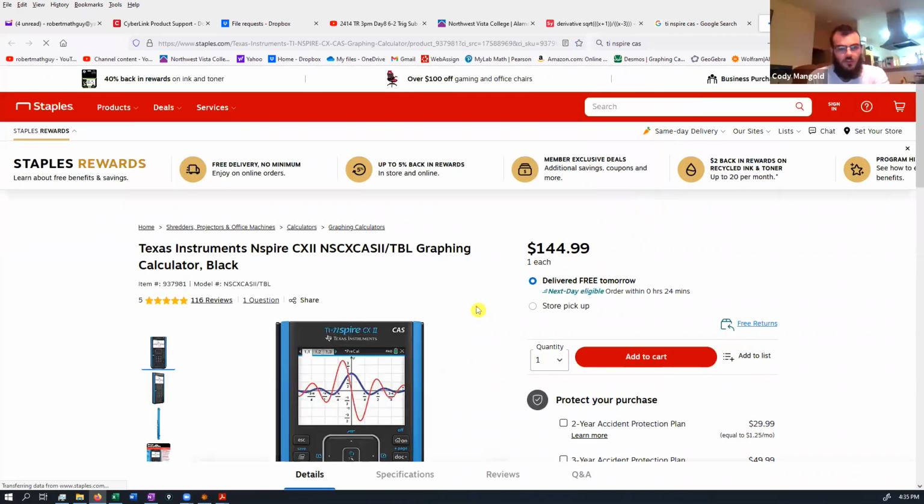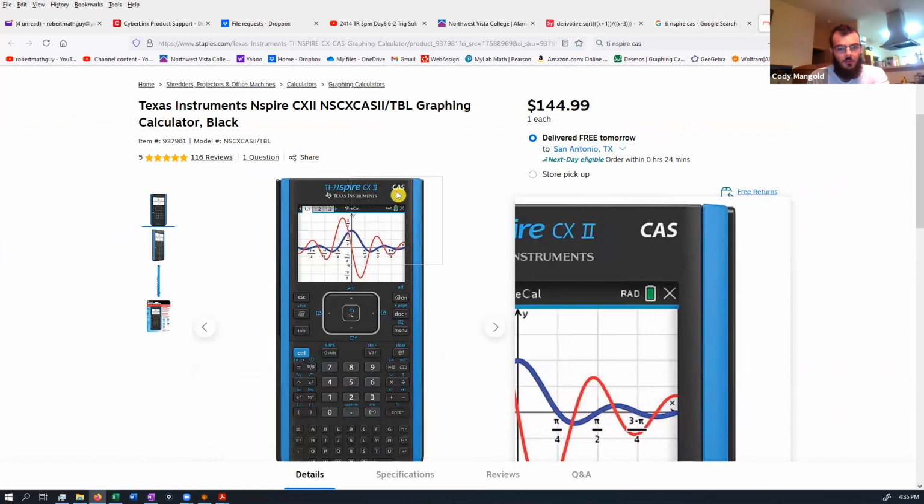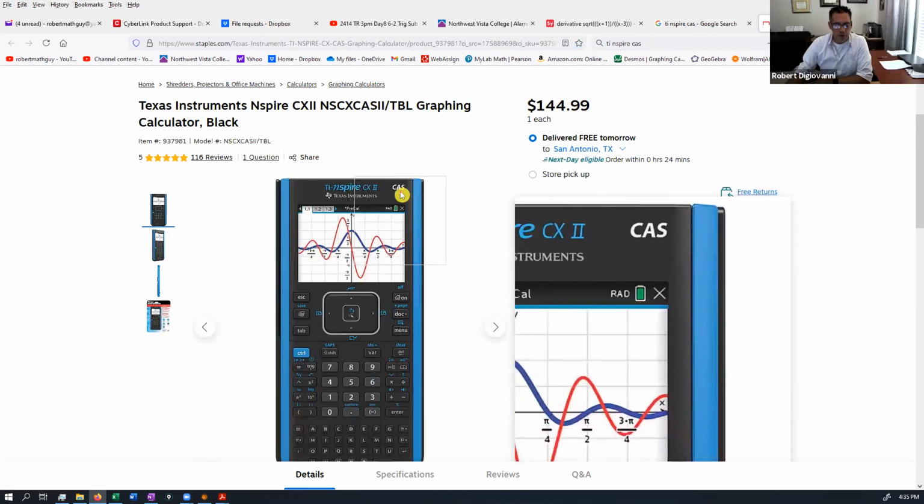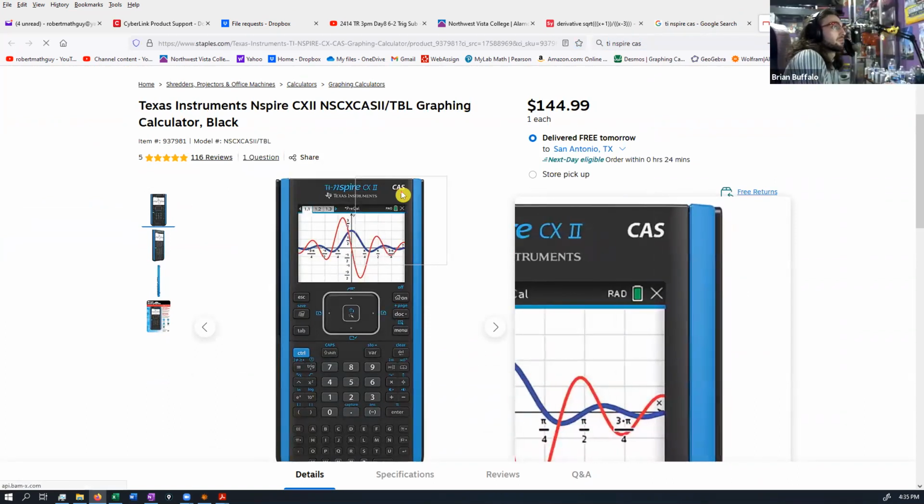I was pretty sure that the CX was the CAS model for that. You know where it says Inspire CAS in the corner? Yes, that you cannot have. Okay. Yeah, it doesn't have that on there at all.